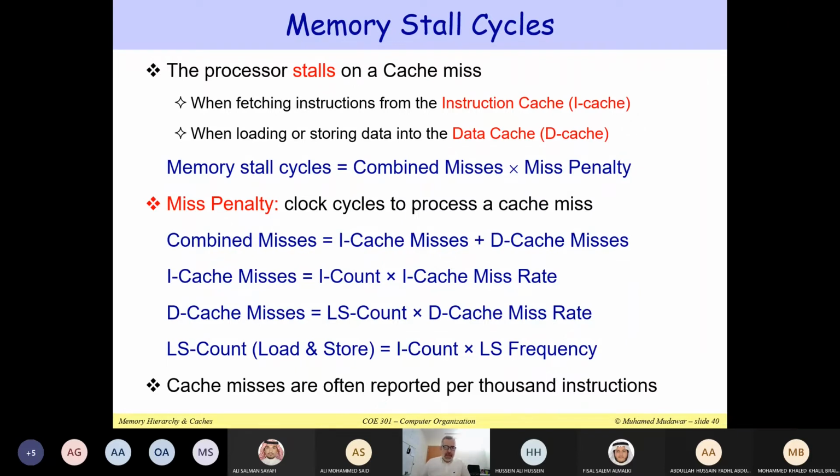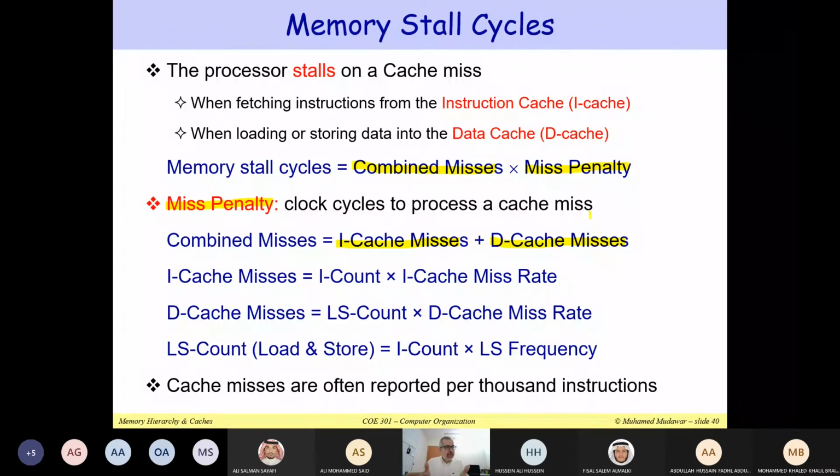So we can look here at the combined misses. Combined misses means the misses in the instruction cache and the data cache. So these are the I cache misses plus the data cache misses, and we multiply it by the miss penalty. Remember the miss penalty, I talked about it last time? What's the meaning of the miss penalty? It's mentioned here: it's the number of clock cycles to process a cache miss.